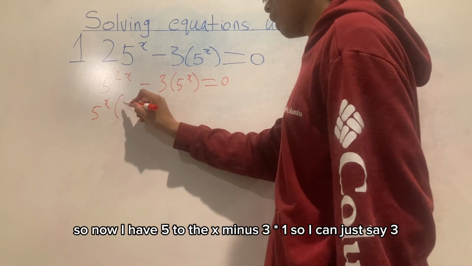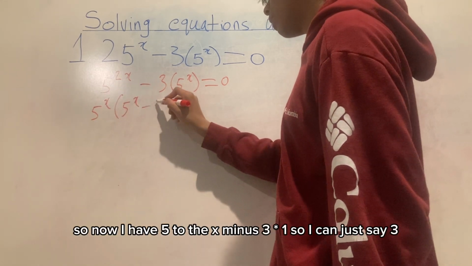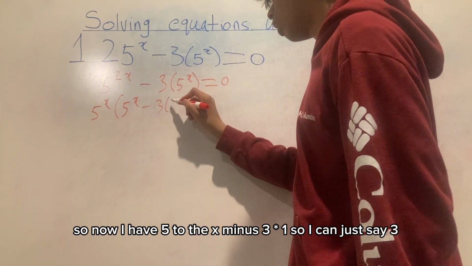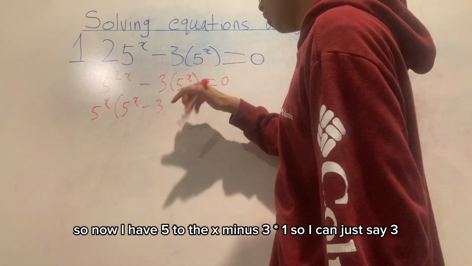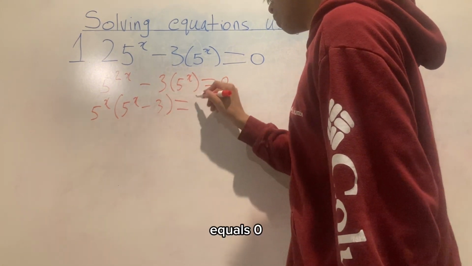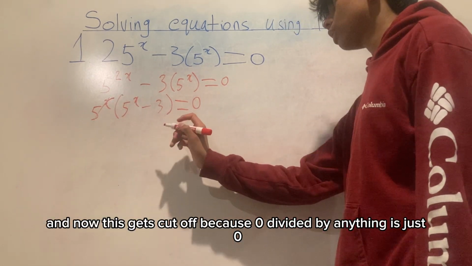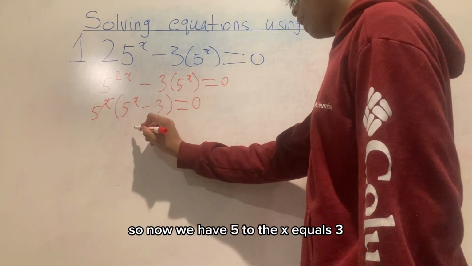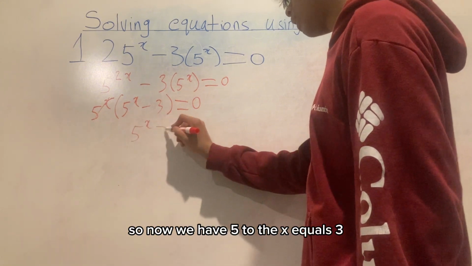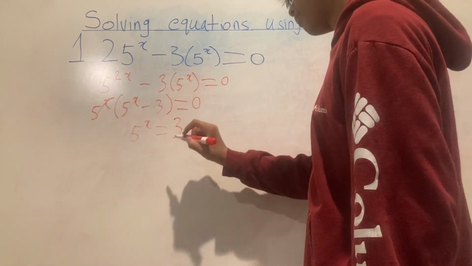So now I have 5 to the x times (5 to the x minus 3 times 1), so I can just say minus 3 equals 0. And now this gets cut off because 0 divided by anything is just 0. So now we have 5 to the x equals 3.